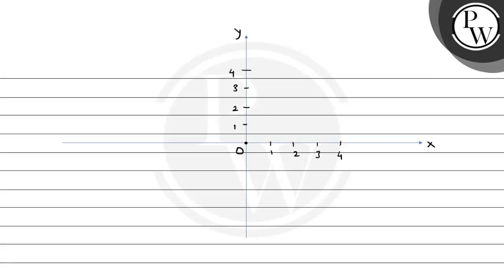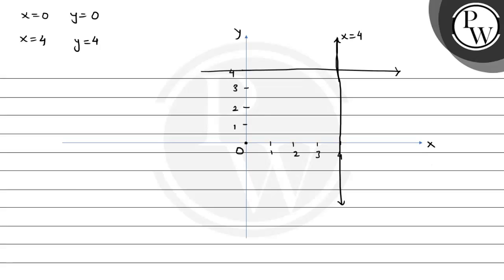Now let's draw the graph. The boundaries given are x equals 0, that is the y axis, y equals 0, that is the x axis, then x equals 4, so the line looks like this. So this is x equals 4. Now the next boundary is y equals 4, the line looks like this. This is y equals 4, and this intersection point is (4, 4). Now we need to draw the parabolas. First is y squared equals 4x and the next is x squared equals 4y.